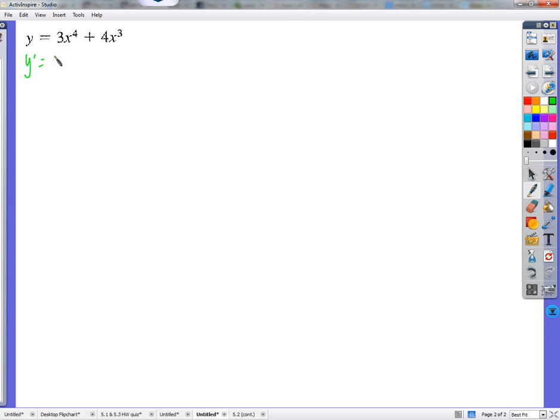The y prime equals 12x to the third plus 12x squared. The y double prime equals 36x squared plus 24x.